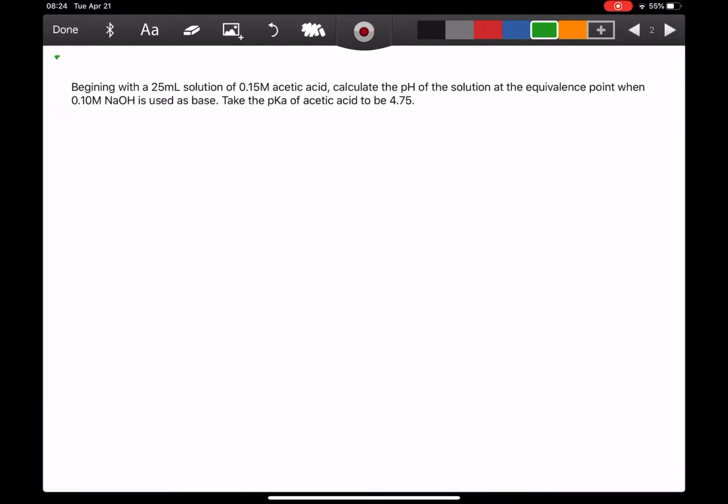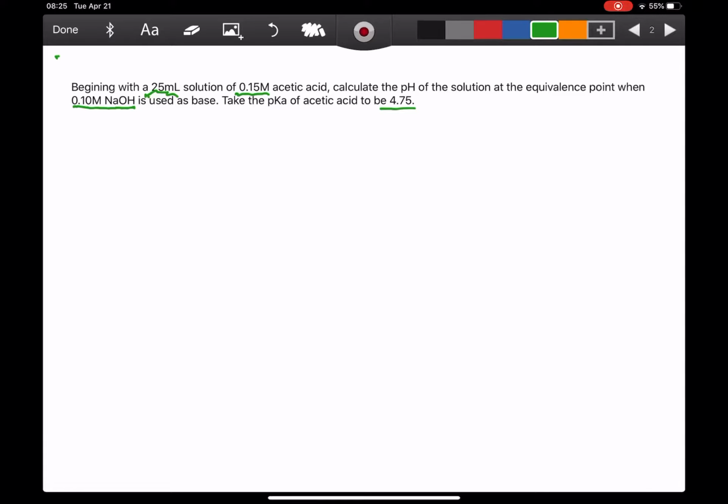So today we're going to take a look at calculating the pH at the equivalence point when titrating a strong base into a weak acid. So we're given the concentration of our weak acid. We have 25 milliliters of 0.15 molar acetic acid. And we're asked to calculate the pH of the solution at the equivalence point when we titrate 0.1 molar sodium hydroxide, and we are going to take the pKa of acetic acid to be 4.75.